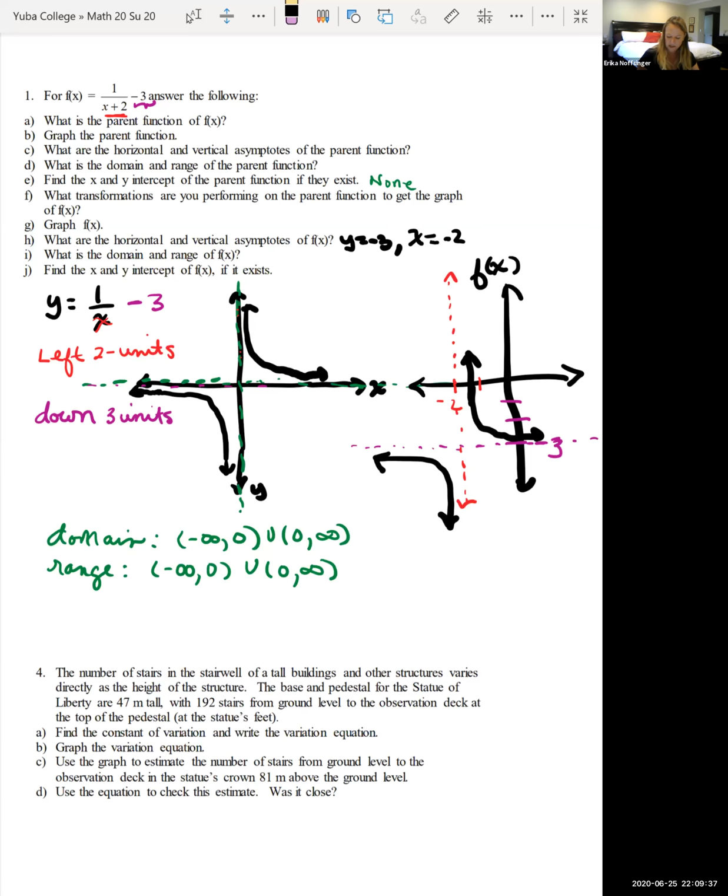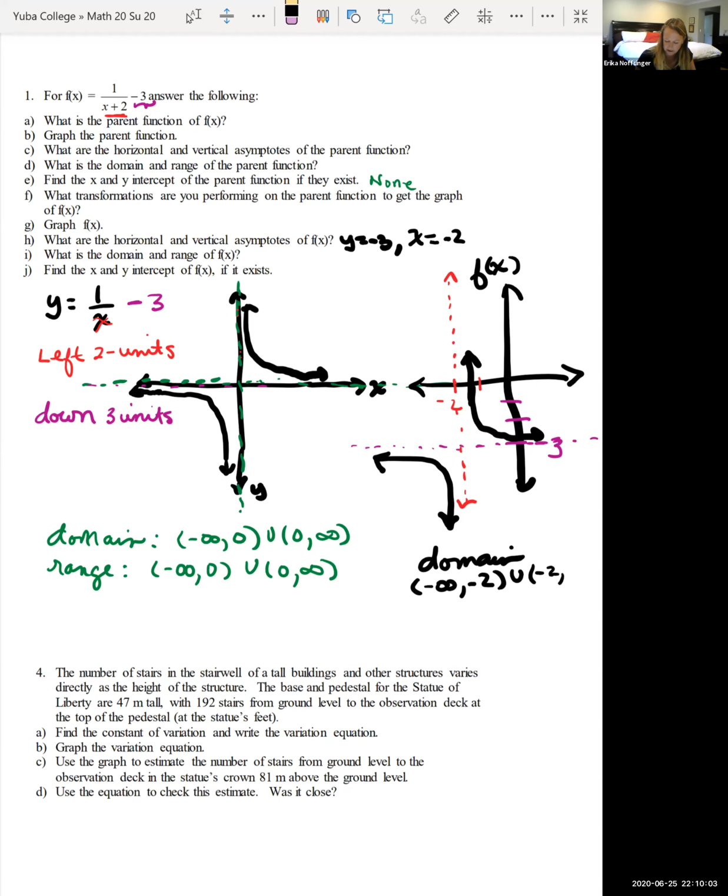Domain and range. Our domain and range have changed. Our domain, we no longer are going to include -2. We can't have 0 in the denominator. So our domain for f of x is all numbers from -infinity to -2, but not including, so parentheses, union, everything from -2 to infinity.